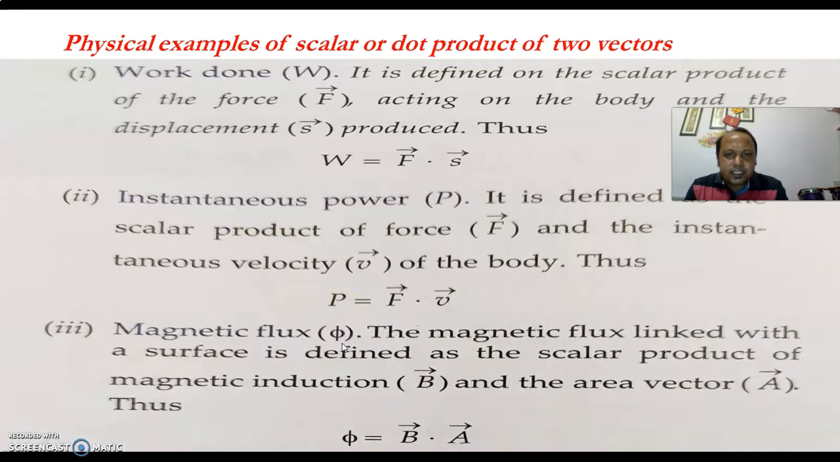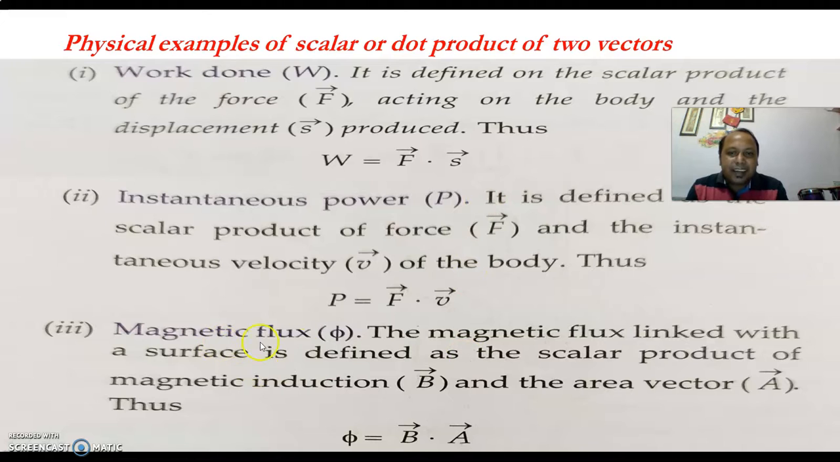Another example we can take is magnetic flux. This topic is included in class 12, so you will study it there. The power formula P equal to F dot V is also included in your class 11 syllabus, but in the later part. So you will understand all these in a very detailed manner, but here we are only taking the example of the dot product. That's why I have considered those particular formulas.